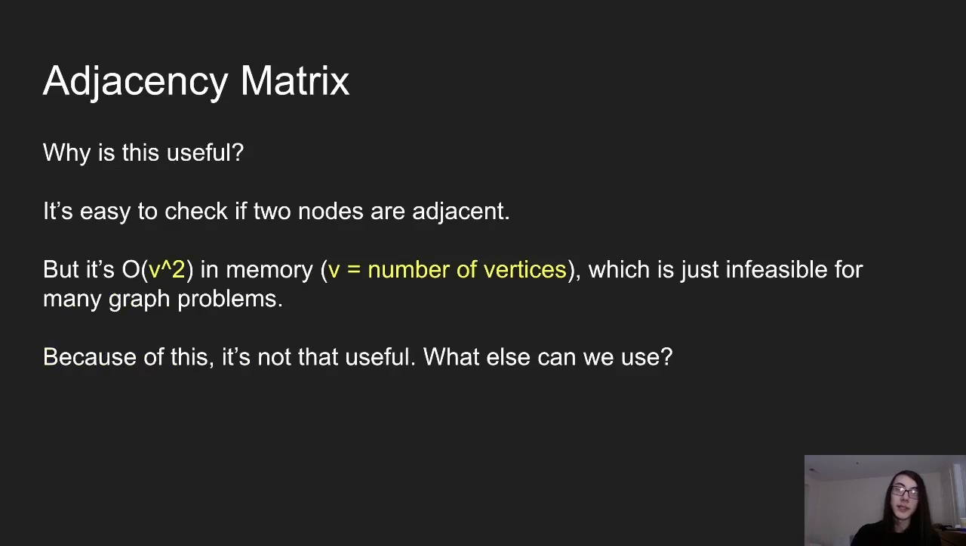Now think about what this can be useful for. It's easy to check if 2 nodes are adjacent because we can just check if the edge exists in the matrix. But it's also O(V^2) in memory, where V is the number of vertices. You usually use V instead of N, and E for edges. So there are some trade-offs. If there are a lot of nodes or vertices, this just is not going to work. It's not that useful, and I personally don't use this that much, but it's worth going over because some problems will give you an adjacency matrix, so you should know what it is. But yeah, let's do something better.